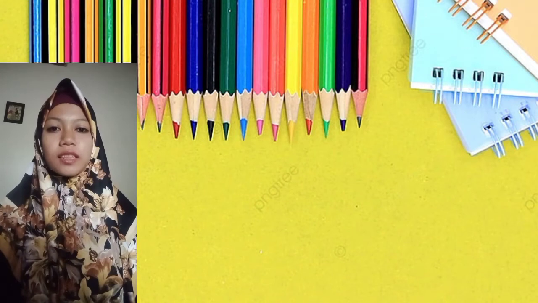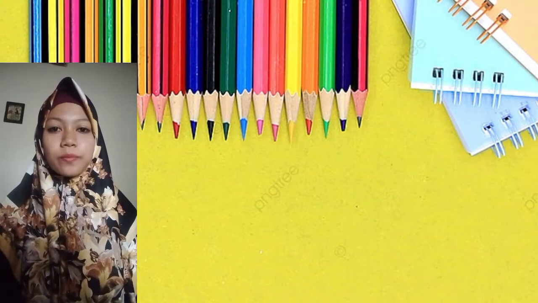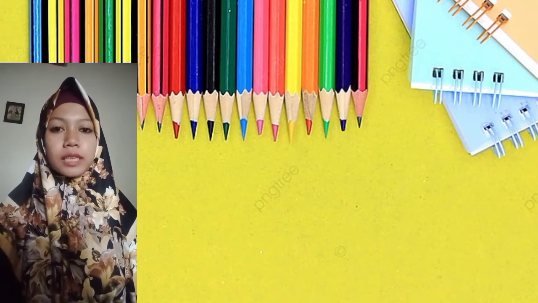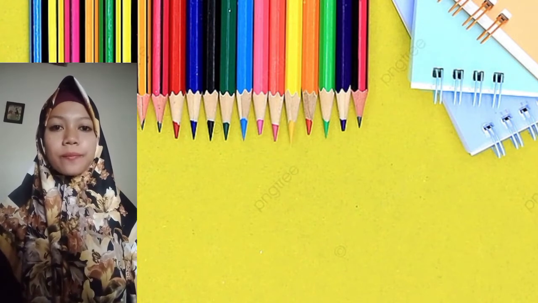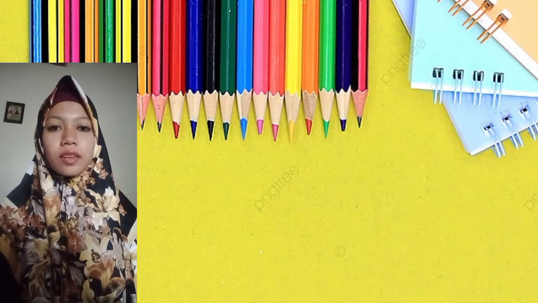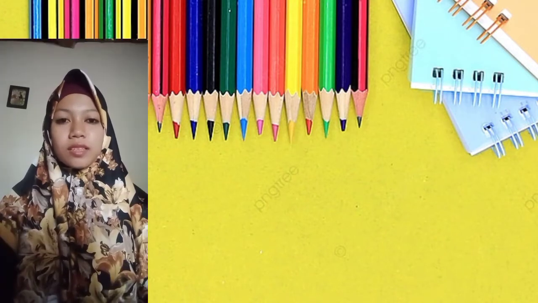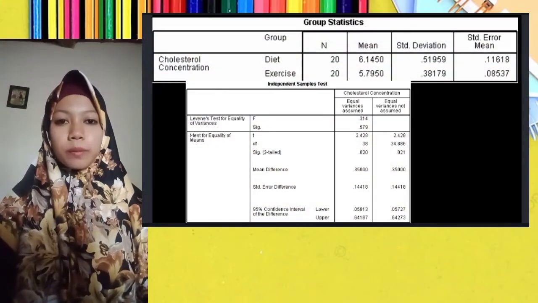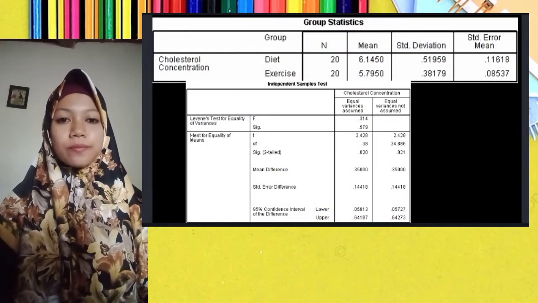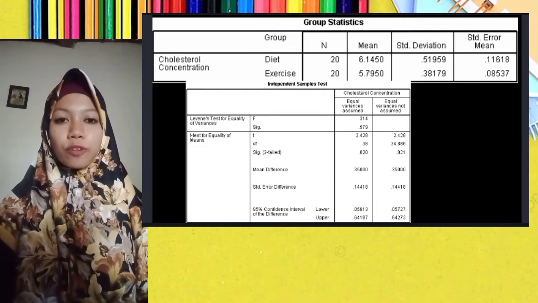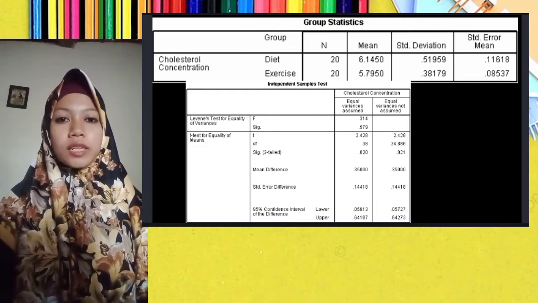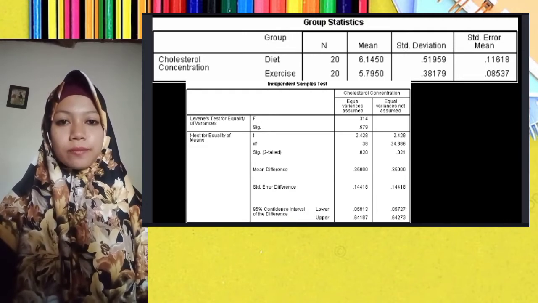And then click the Continue button. You will be returned to the Independent Sample T-Test dialog box. And after that, click OK. The result will appear like in this picture. Okay, from it we can know the significant difference.